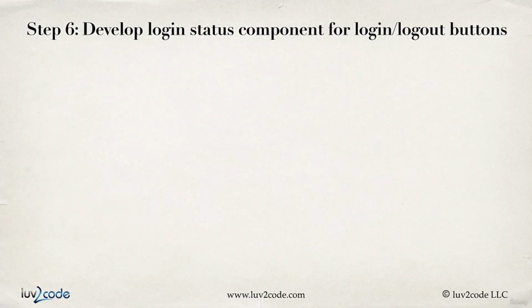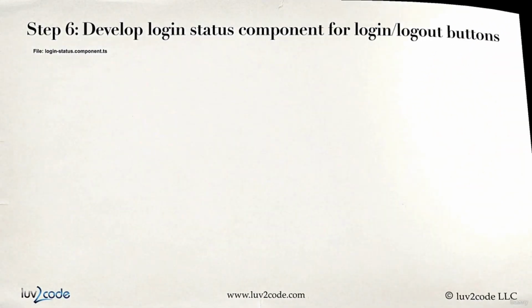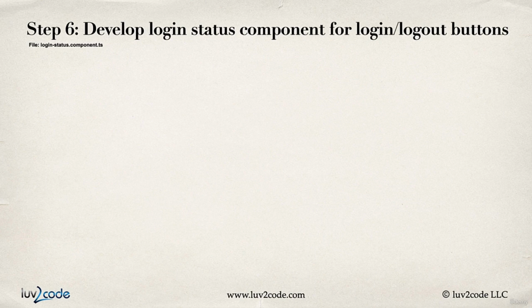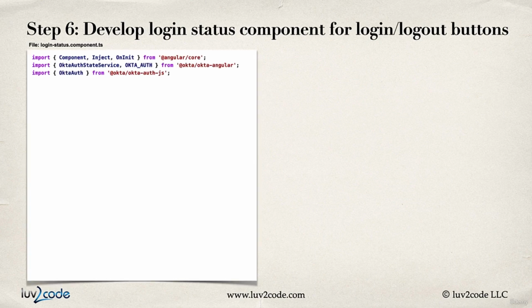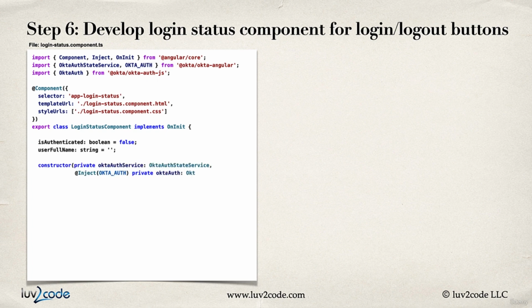Alrighty, so just getting started here, we use the Angular CLI again: ng generate component components/login-status. And then we'll move into our login-status.component.ts file. We take care of some imports up top, our normal @Component and our LoginStatusComponent. We'll set up two fields here, isAuthenticated and userFullName. We'll use our constructor to inject the Okta auth service.